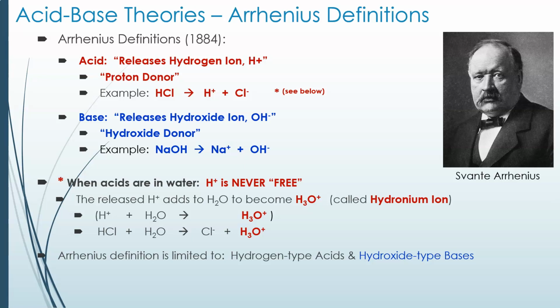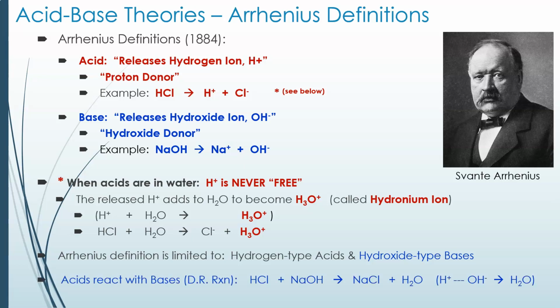Arrhenius's definition, unfortunately, was limited to just hydrogen-type acids, which is fine for now, and hydroxide-type bases, which is limiting because there are other types of bases that can do these same types of reactions of picking up protons. In Arrhenius's definition, acids and bases can interact with each other by a standard double replacement reaction. One releases a proton, one releases a hydroxide. The proton and the hydroxide come together, as shown over here, and form water, a covalent molecule.